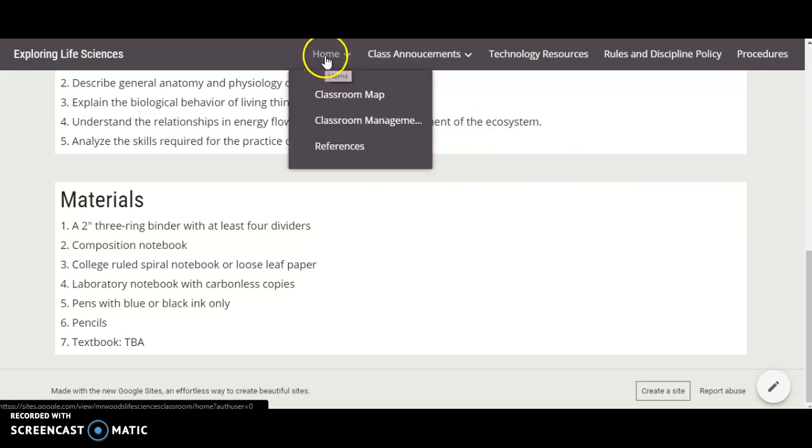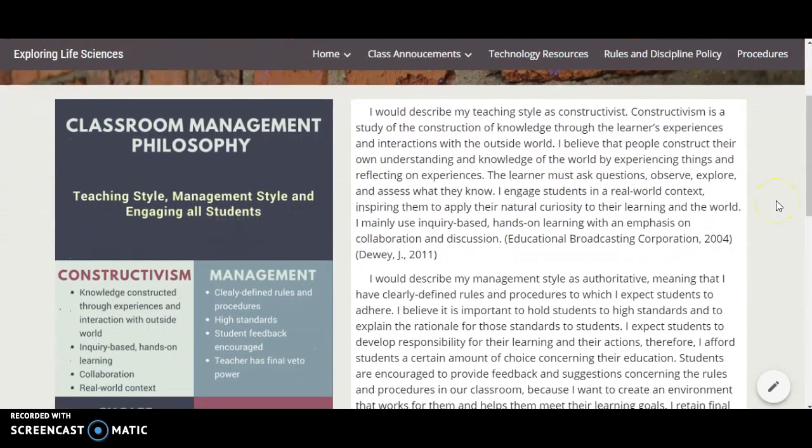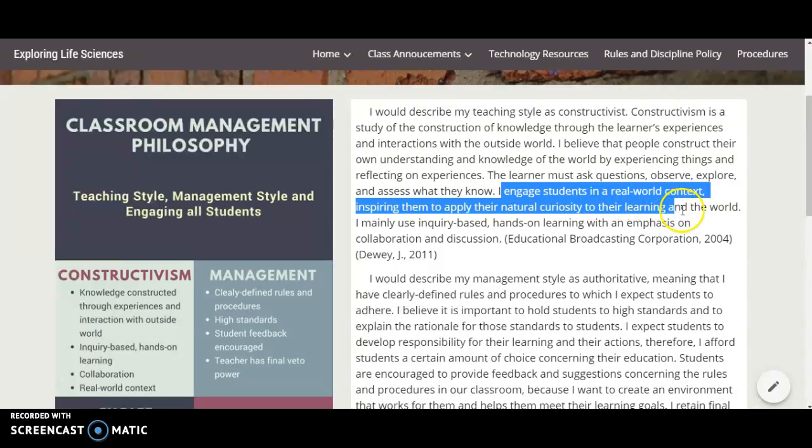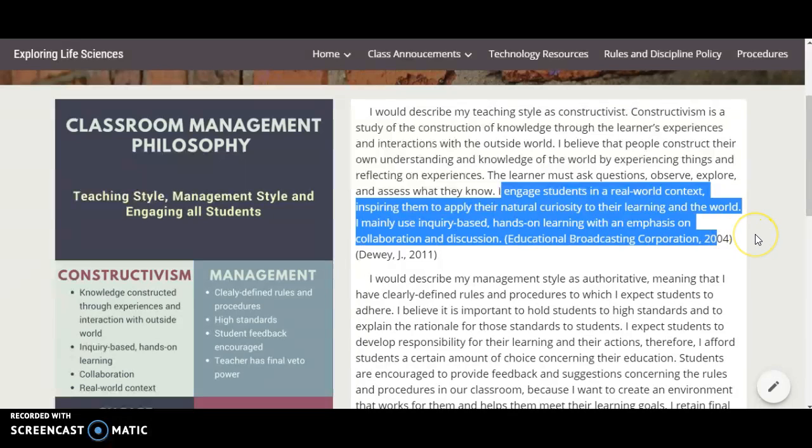Next, I'd like to go over my classroom management philosophy, and that page is here under the Home tab. And first, I would like to point out that I describe my teaching style as constructivist, meaning that I believe knowledge is constructed through experiences and interaction with the outside world. In my classroom, students are instructed with a real-world context, learning to apply their natural curiosity to their learning in the world, and I mainly use inquiry-based, hands-on learning with an emphasis on collaboration and discussion.